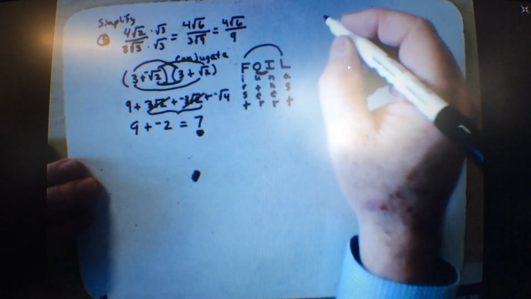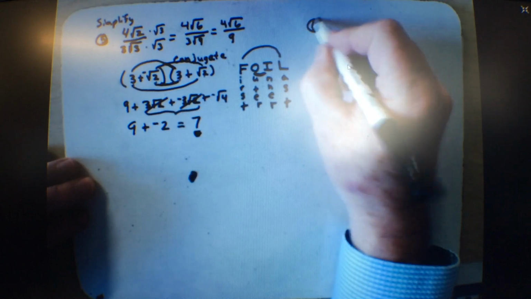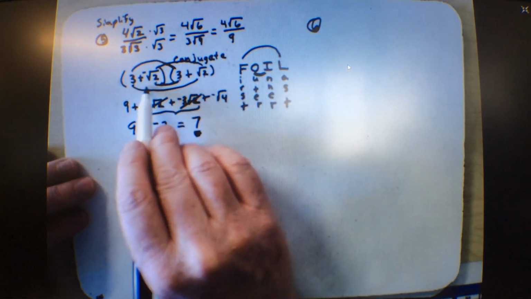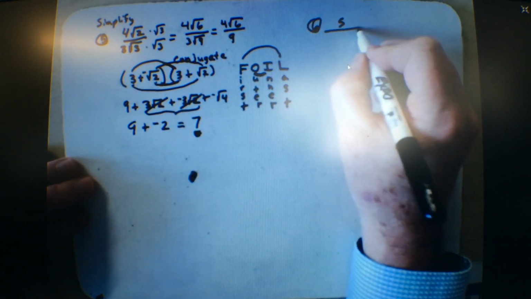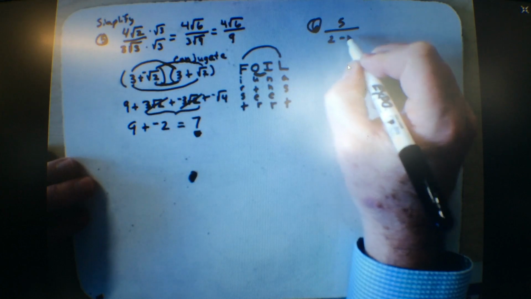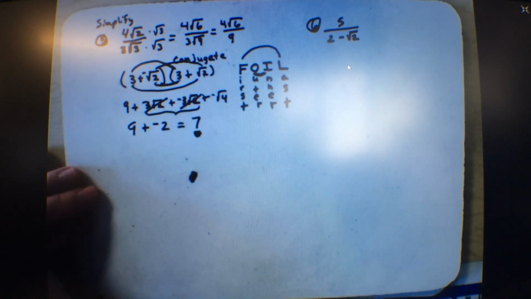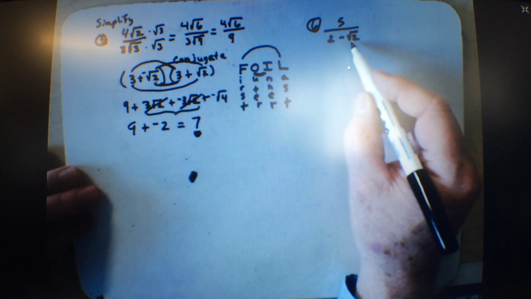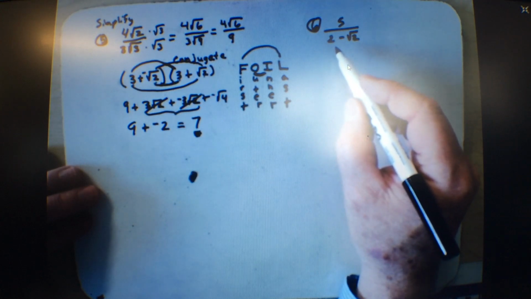Okay, so watch how we do this then. This is how we rationalize something in the denominator that has something like this. So let's say that we have 5 over 2 minus the square root of 2. You see that? You can't just multiply by the square root of 2 because you'd have to use the distributive property. It would not get rid of the radical in the denominator.